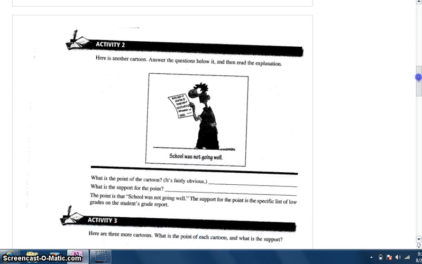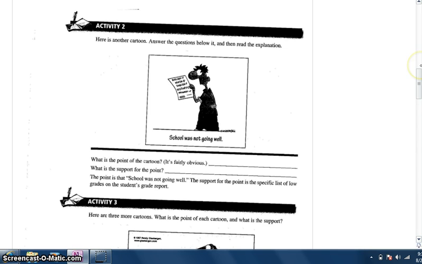Let's move on. Let's take a look at another cartoon here. This one's a little bit more difficult to read. I'm sorry about that. But here you have a cartoon with a student holding his report card, and the caption says, "School was not going well." Okay, well, what's the point? School is not going well is our point.